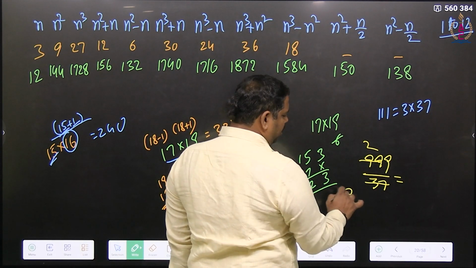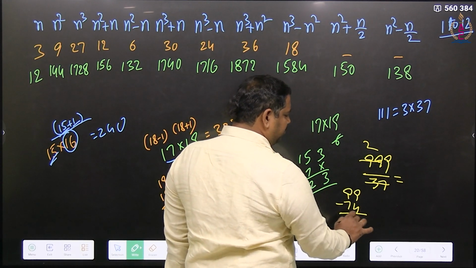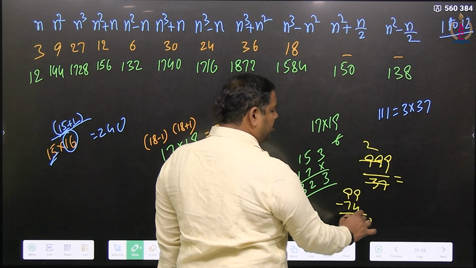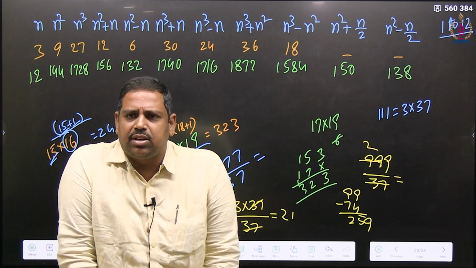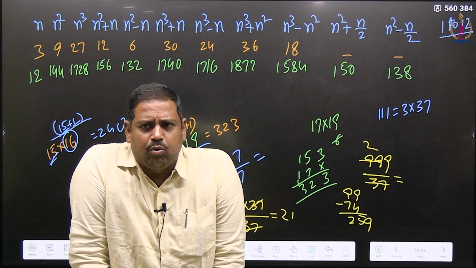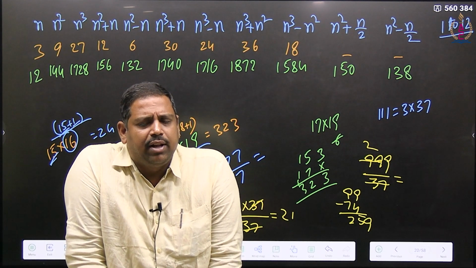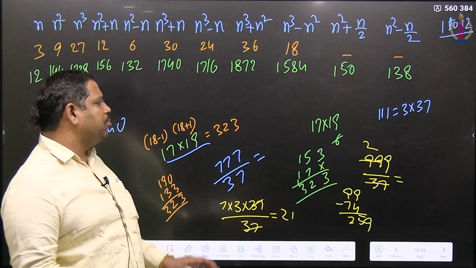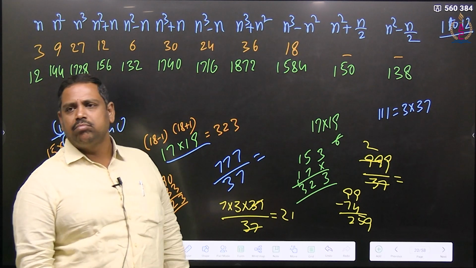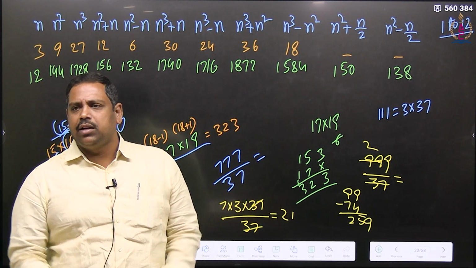37 twos are 74. You have to write like this. 259. Then the game starts. How many times will it go? 6 times, 7 times, 8 times, 9 times, yes or no? So will time be saved a lot or shaved a lot? Shaved a lot. That is the reason everybody should be perfect in the calculation part. There is no alternative for it.